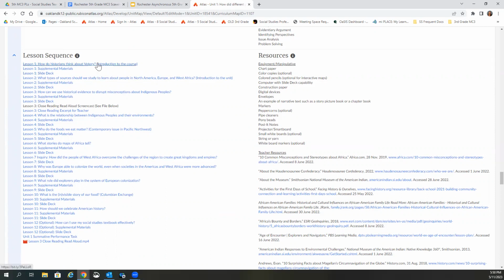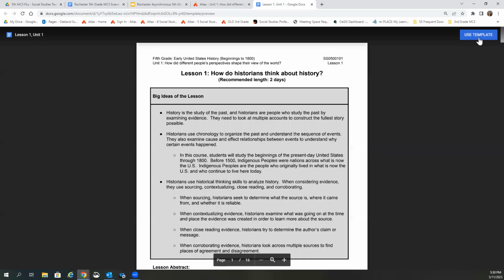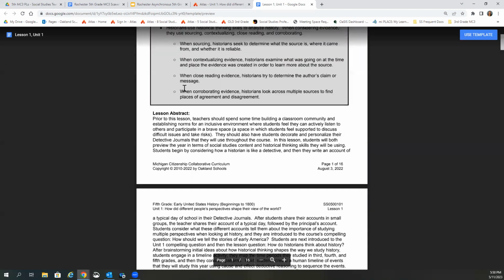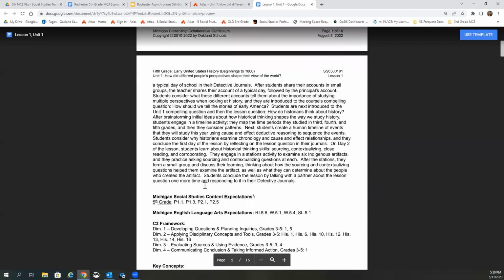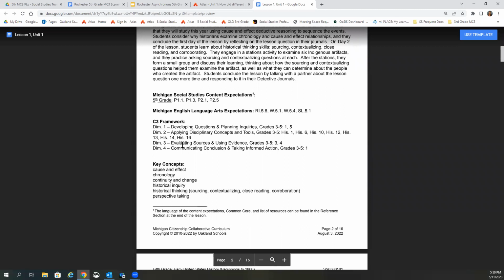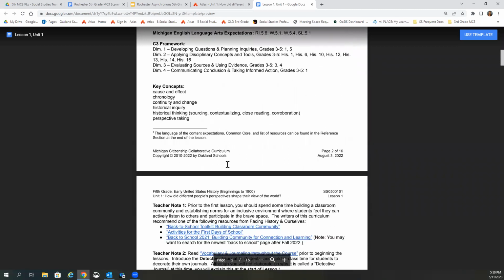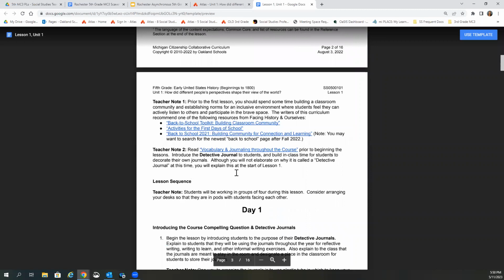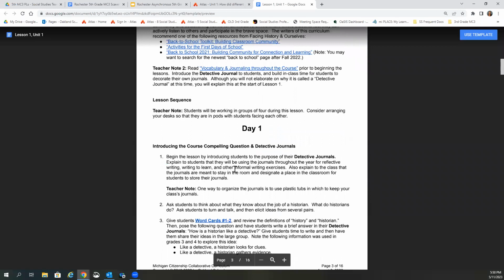When you click into a lesson, and I'll just take you into lesson 1 here, when it opens, it will ask you to create a template. So it's forcing you to make your own copy. So you can go ahead and do that. You'll notice at the top, you'll have the lesson question. You'll always have the big ideas of the lesson. You have a lesson abstract, the standards the lesson is aligned to, and key concepts. You'll have any teacher notes at the top that we think are things teachers should know ahead of teaching the lesson. And then you'll have the lesson sequence.